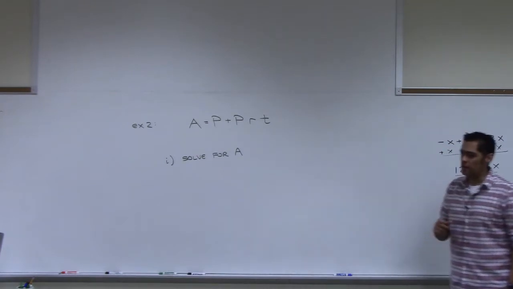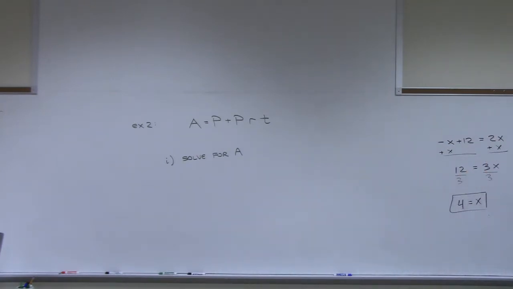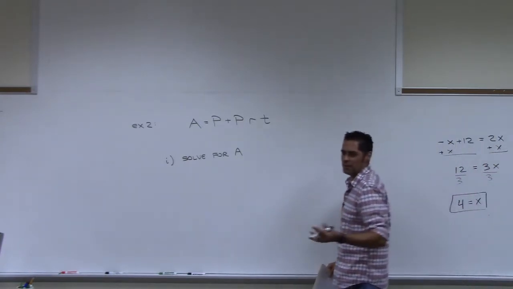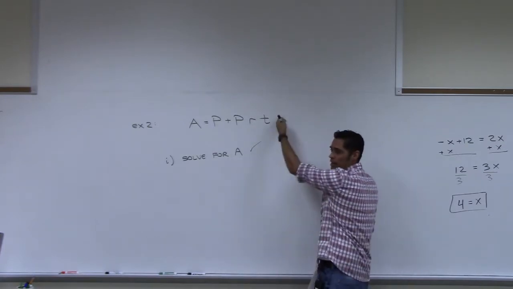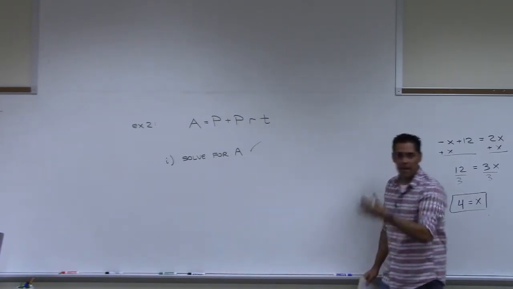Ask yourself this question, Tresca. Do you have an equation where A is by itself? Okay, so then you don't need to do anything to it. So it's a trick question because there's nothing to do, right? This is already done. There it is. A is solved for.